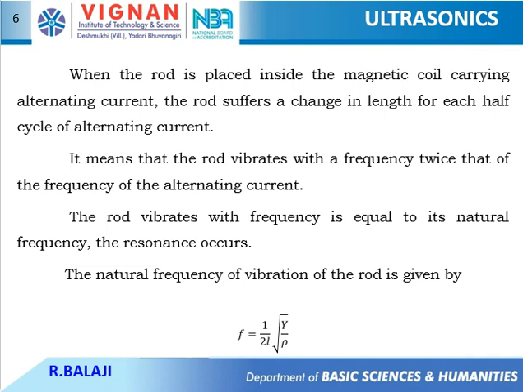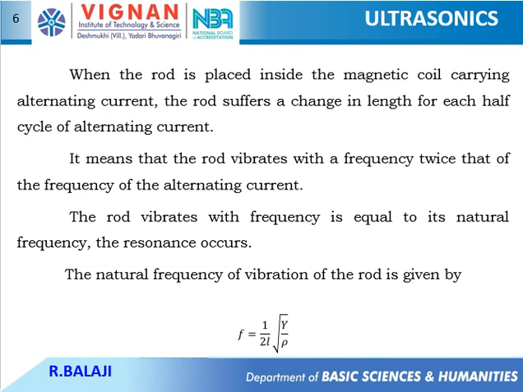When the rod is placed inside the magnetic coil carrying alternating current, the rod suffers a change in length for each half cycle of alternating current. It means that the rod vibrates with frequency twice that of the frequency of alternating current. When the rod vibrates with frequency equal to its natural frequency, resonance occurs.